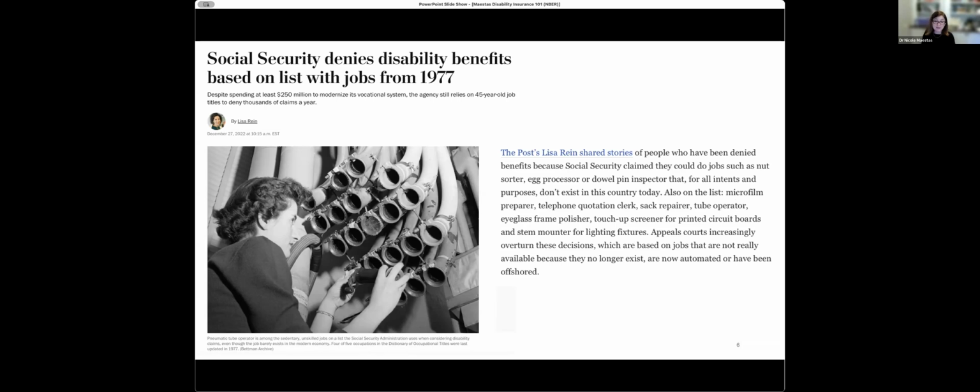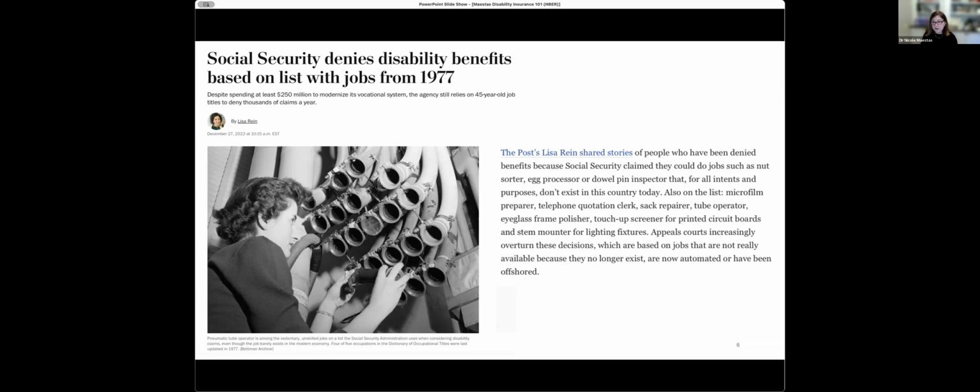These include things like, my favorite on here is the nut sorter. Egg processor, dowel pin inspector. It's just, like, there's not a lot that... I think the way to frame it is, this is where the system is at right now. And there is a big need for policy design and redesign in this area. SSA has been studying it and working on it for many years, but as far as implementing a new way of doing this, that hasn't happened yet.